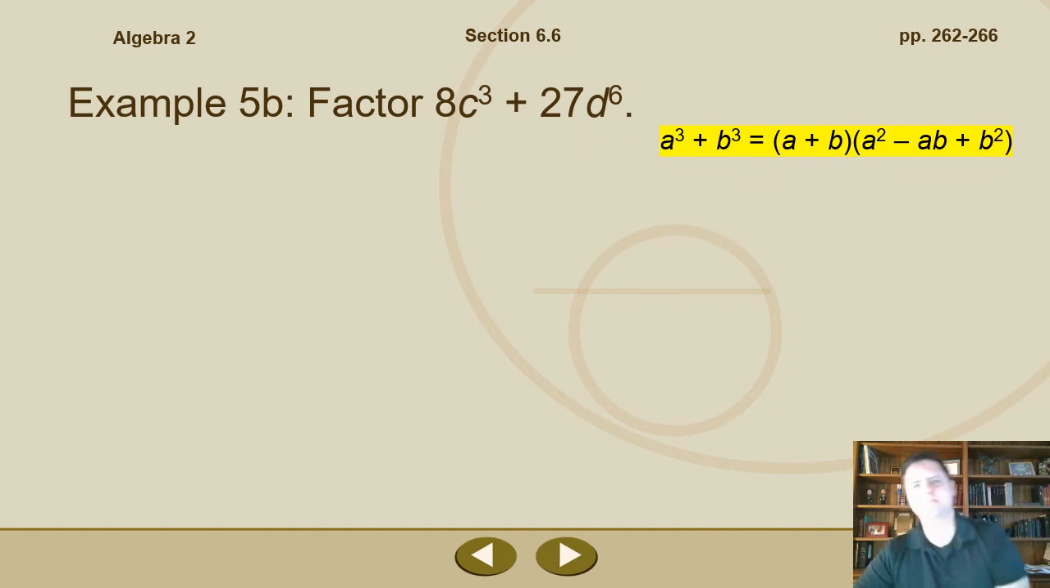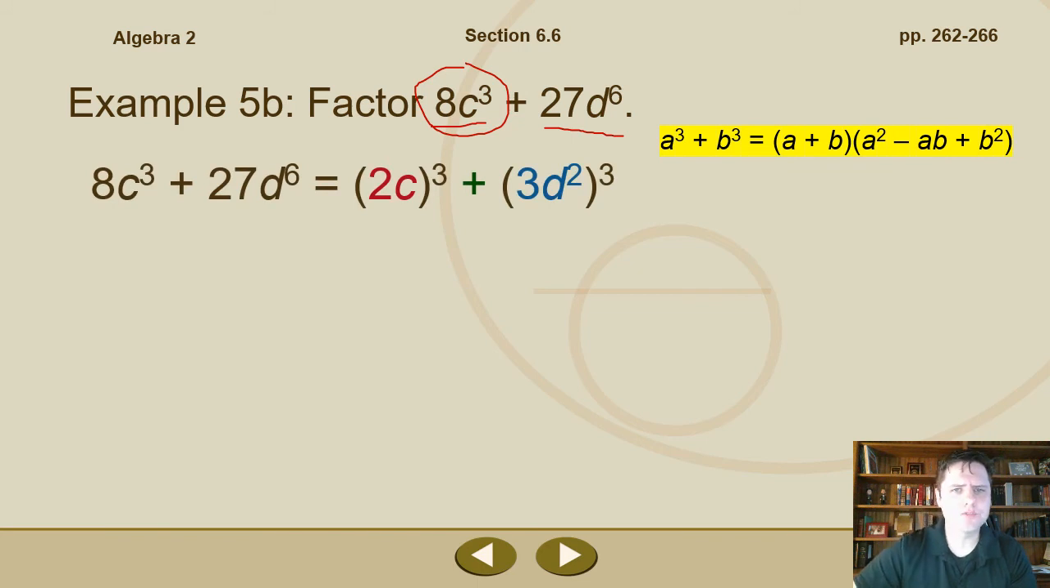What about this guy? He looks even worse, doesn't he? But he's actually not that bad once you recognize that this is a cube and so is this a cube. Well, how is this a cube? In other words, ask yourself, what quantity is being cubed there? And so we can rewrite this first one as the quantity 2c cubed, right? Because 2 times 2 times 2 is 8. So 2c is now going to be my a.